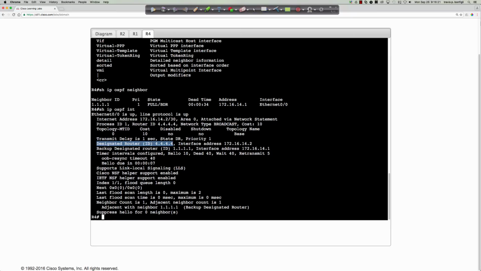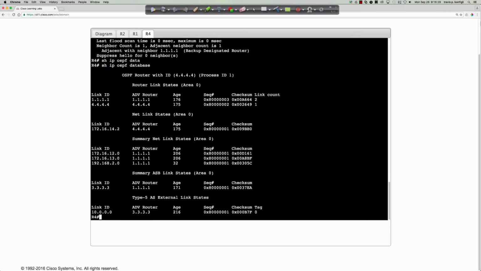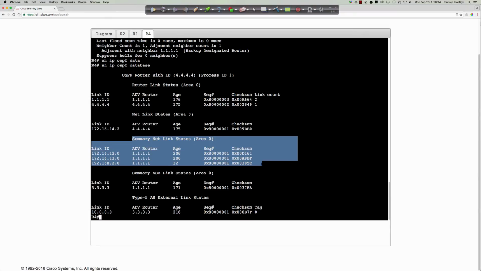So when we talk about the type 3 LSAs, if I were to say show IP OSPF database and we look at those summary network link states, it's kind of confusing when you hear the statement that summarization is not on by default and we're dealing with summary network LSAs. I want to make sure I address that because it's in the text as well as in the lab and can lead to some confusion. So this is our type 3 LSA.